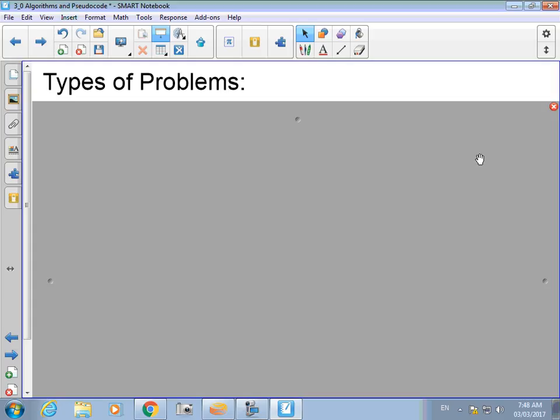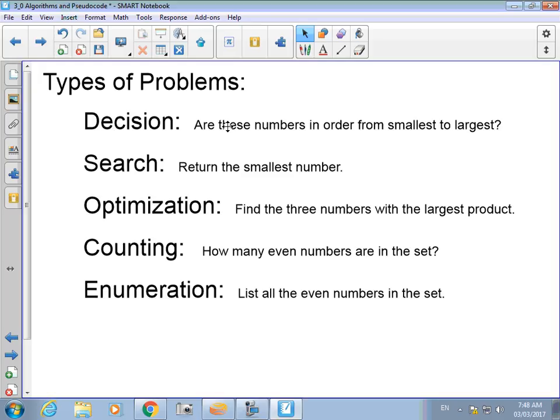There's lots of different types of problems that we'll use algorithms to solve, and I'm going to go through these quickly. There's decisions. For example, are these numbers in order from smallest to largest? This sounds like, and it is, a Boolean that is the output. True, false. Yes, no, that sort of thing. Search, return the smallest number. Well, this was the one that was in the sample problem. Optimization, find the 3 numbers with the largest product, right? This is like a find the best answer. And certainly, this one sounds more difficult than this one, and it is. Counting, how many even numbers are in the set? This is just counting the number of solutions. Enumeration is actually listing those solutions then.